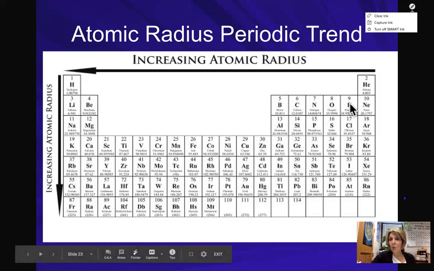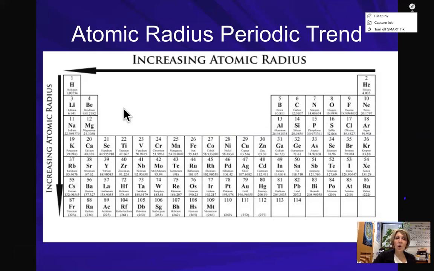Over here we have fluorine, and fluorine is very small, but it's also at a very high Coulombic attraction. And so as you go to the left, those atoms get bigger and bigger and bigger because the Coulombic attraction gets weaker. And so the periodic trend for atomic radius is going to be increasing going down and increasing going to the left.